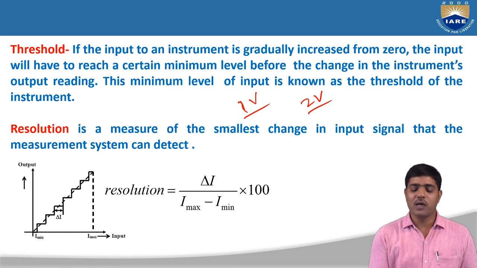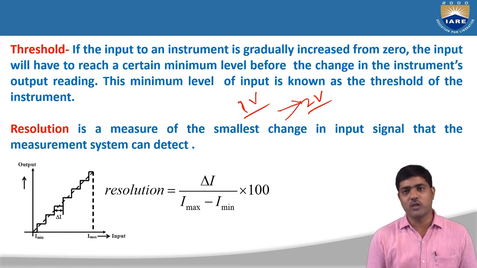But if you are going to apply more than 2 volts, or approximately 2 volts, then only the instrument is going to respond. So this is the minimum value you have to apply to the instrument, then only it is going to read the input variable. Then what do you mean by resolution?